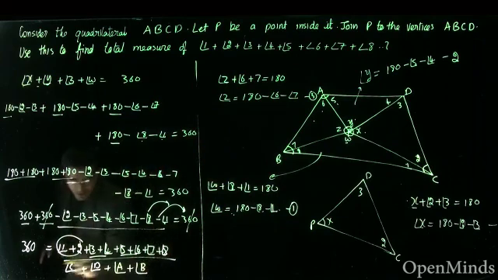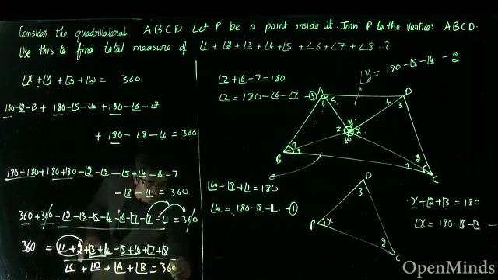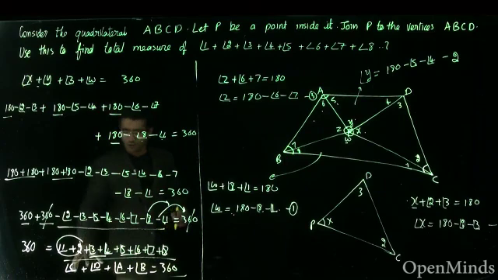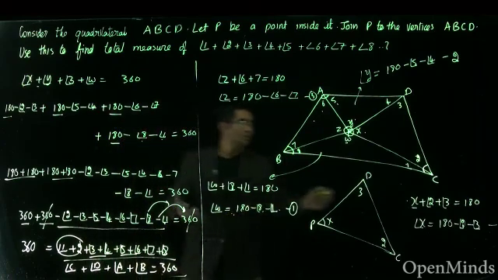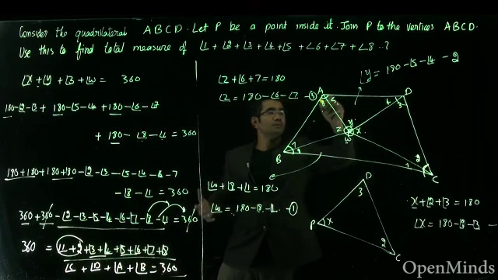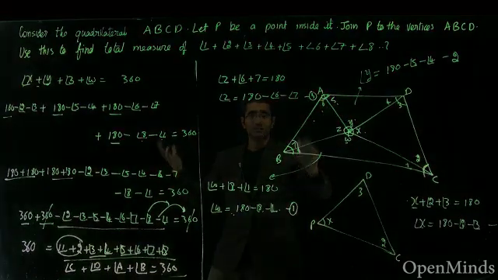Now look at this, guys. Now that I can write that is equal to 360 degrees, and that is nothing much. The sum of all the angles in a quadrilateral is nothing but 360 degrees. So it means this angle plus this angle plus this angle plus this angle is 360 degrees. We got it.